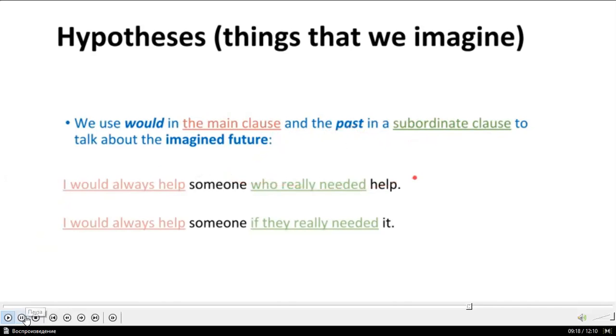So is the green part an independent clause or a subordinate clause? Let's take a look. I would always help someone who really needed help. I would also help someone if they really needed it. So these are the things that you imagine.